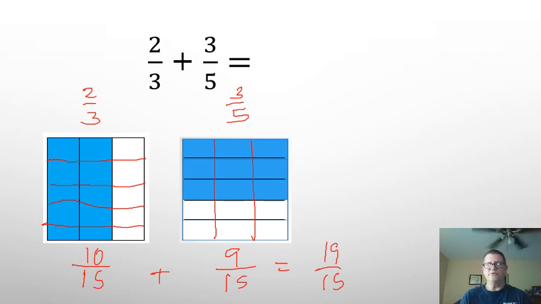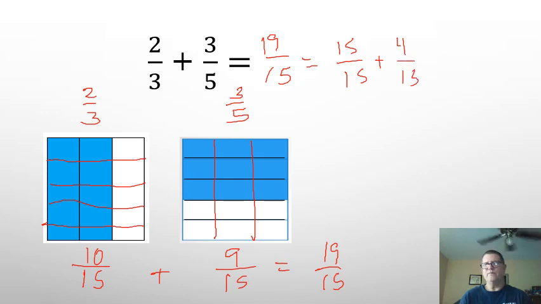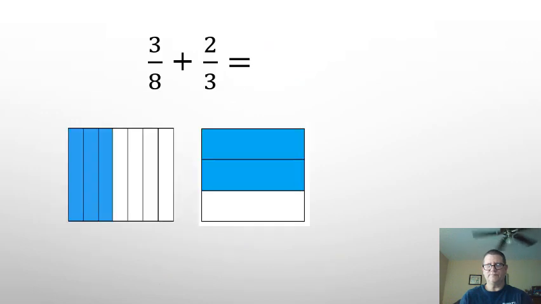So we know 2/3 plus 3/5 equals 19/15, which is equal to 15/15, plus we'd have to add another 4/15 to it. We know 15/15 is the same as 1 whole, so we have 1 and 4/15. All right, now we have 3/8 plus 2/3. Go ahead and pause the video and start it back up when you're ready.